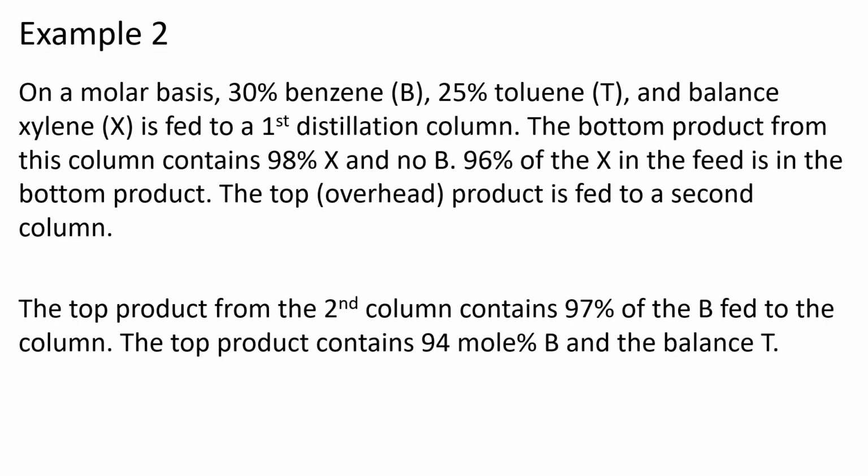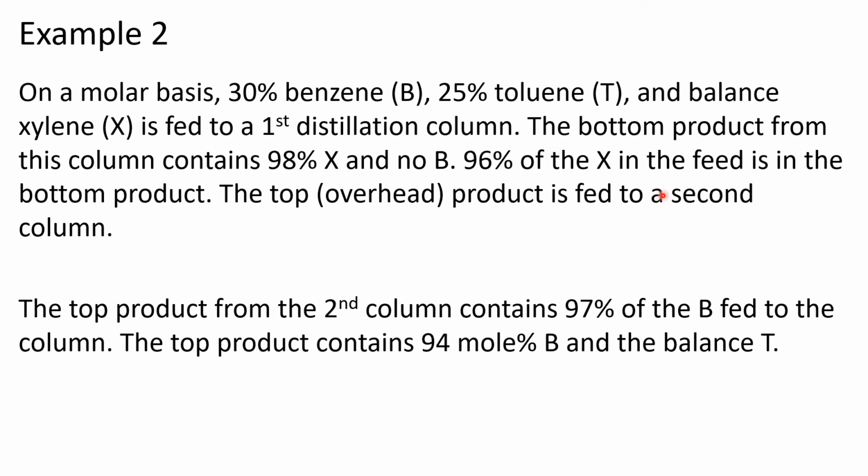Example 2 will be our first problem involving multiple unit operations. A stream that contains 30% benzene, represented by a letter B, 25% toluene, represented by a letter T, and the balance xylene, represented by a letter X, is fed to our first distillation column. All of these percents are on a molar basis.